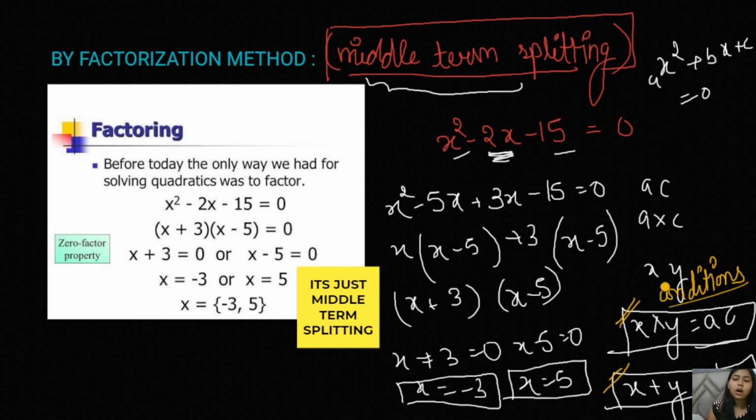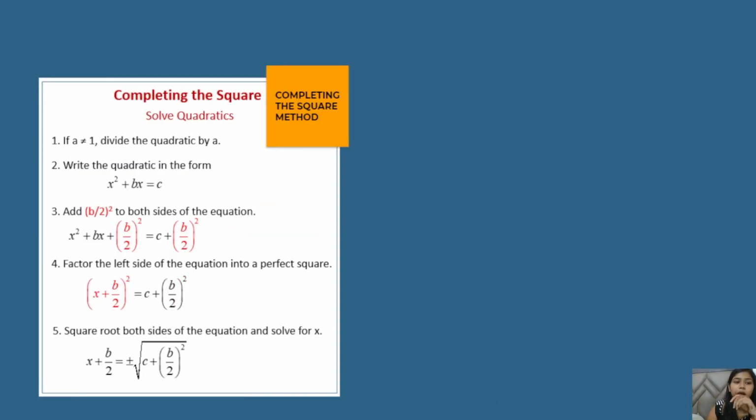So okay, this is the middle term splitting, and you can split any of the numbers, but you just have to follow these two conditions, and it can be subtraction also. By adding or subtracting the two factors, we must get the b part, and by multiplying them we must get the product of a and c part. I hope it is clear to you now. So let's move ahead with our second method.